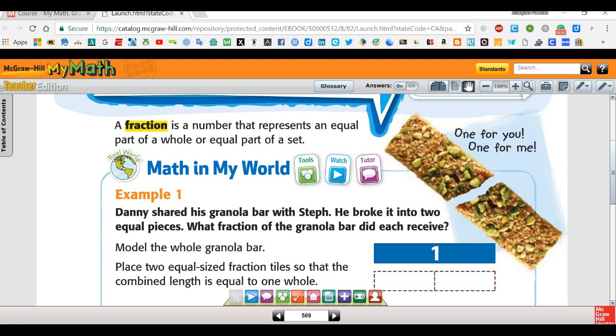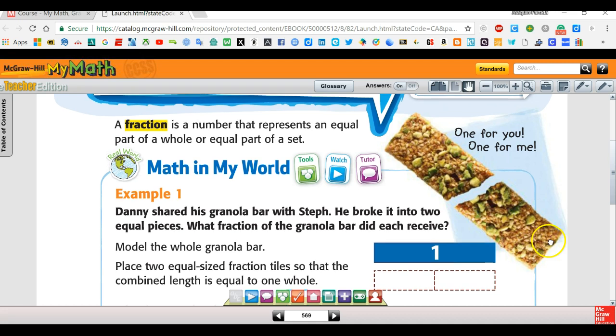All right, we're talking about fractions this week. Okay? It says a fraction is a number that represents an equal part of a whole. So if I have a pizza, and obviously when you get a pizza, it comes in slices, right? And depending on how many people are gonna eat, you're gonna ask how many slices you want. Most of the time they have about 8 to 16 slices on a pizza. Okay, so a fraction represents an equal part of a whole or equal part of a set.